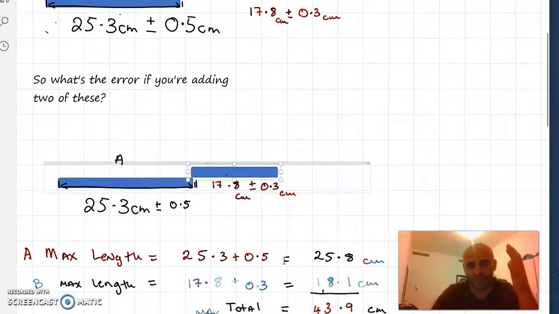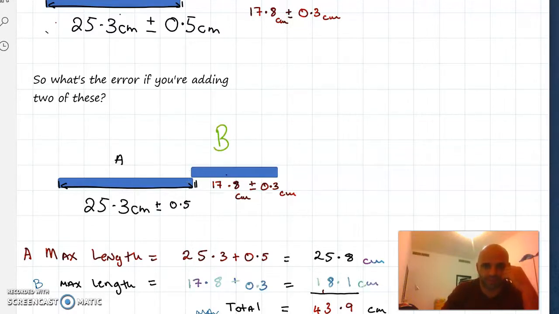Well, if I put one on top of the other, and by the looks of things, I forgot to label this one as B. So there's B. One of them is 25.3 plus or minus 0.5 centimeters. That's A. But B is 17.8, and the error is slightly less on the measurement B.